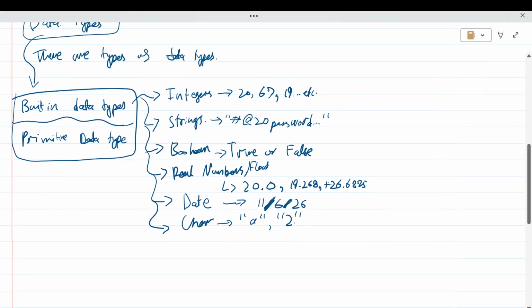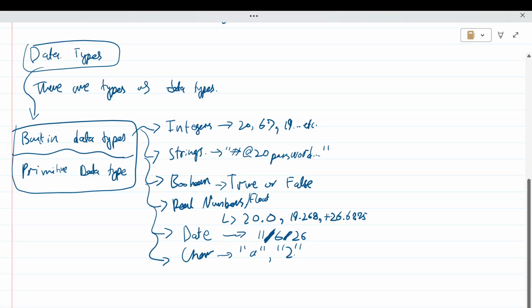So that's it. These are the data types. These are the built-in data types. So let's say you're new to programming, you're new to computer systems, right? You don't have to create your own data types.